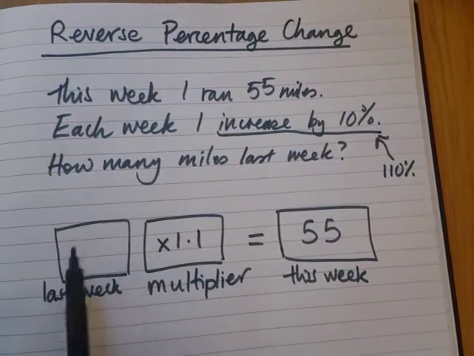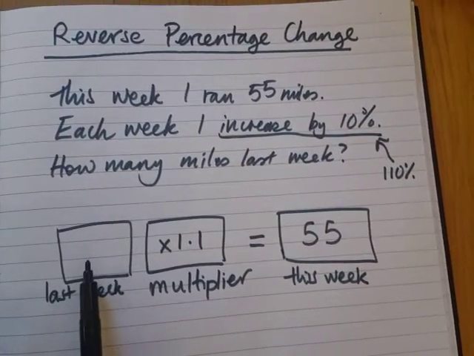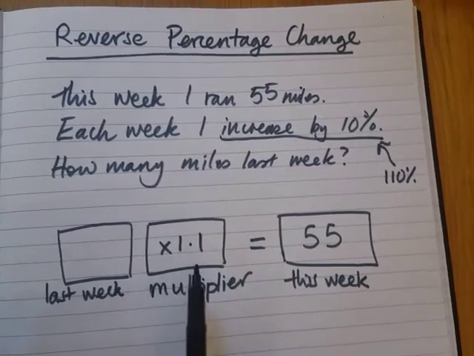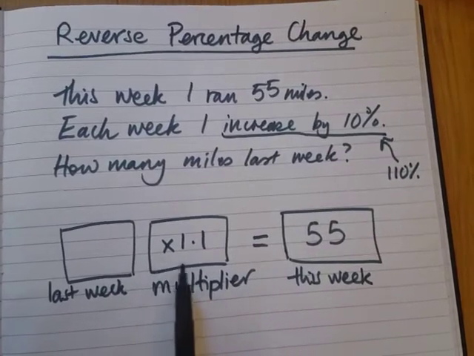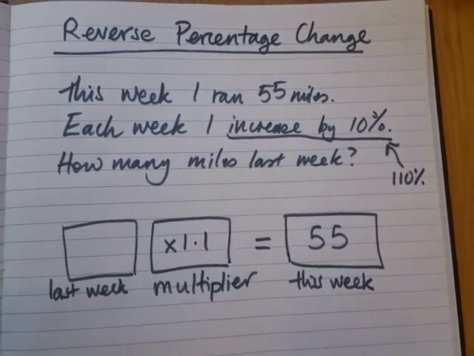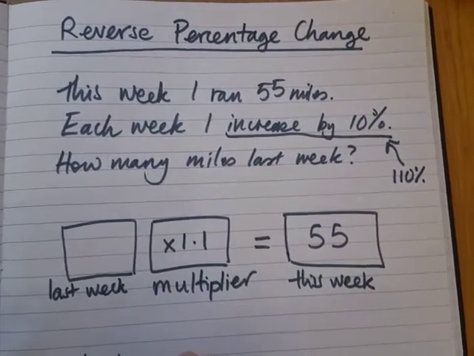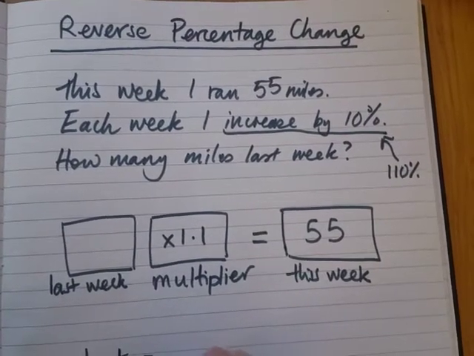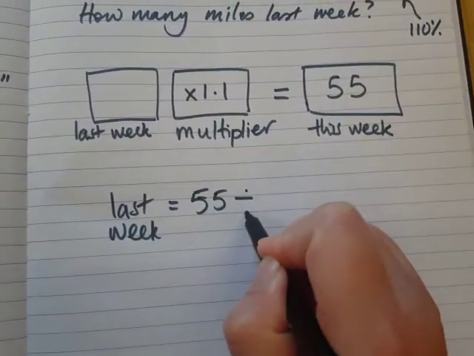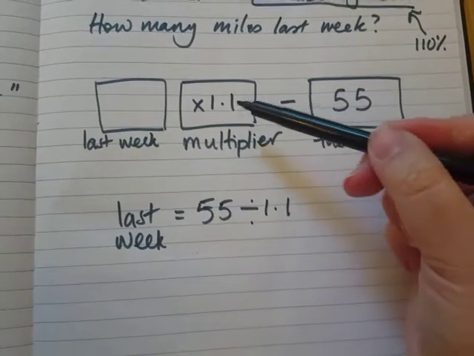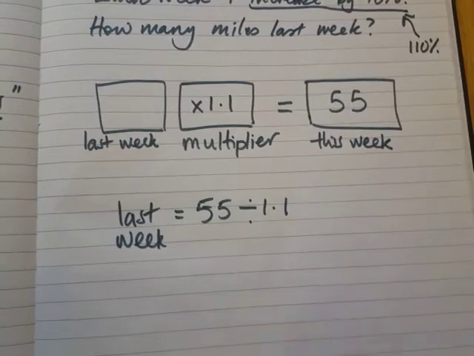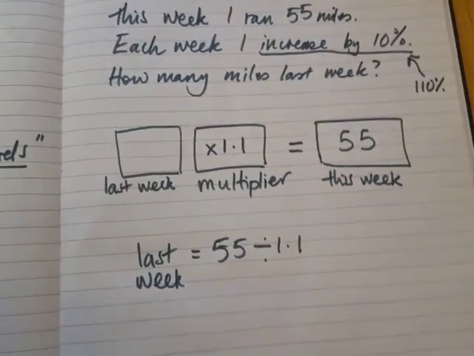So to work out what answer would be in this box, let's have a think. We need to do the opposite of times 1.1. So the inverse, the opposite of timesing by 1.1, is going to be dividing by 1.1. So to work out what you got last week, our calculation is 55 divided by 1.1. It's the opposite of this multiplier here. You have to divide because you are going backwards in time. So let's work that out.